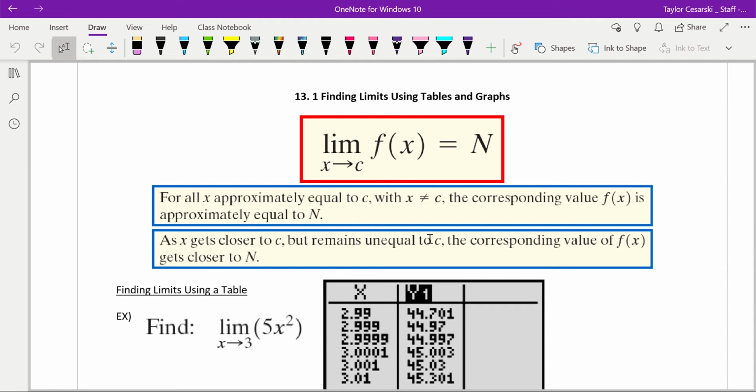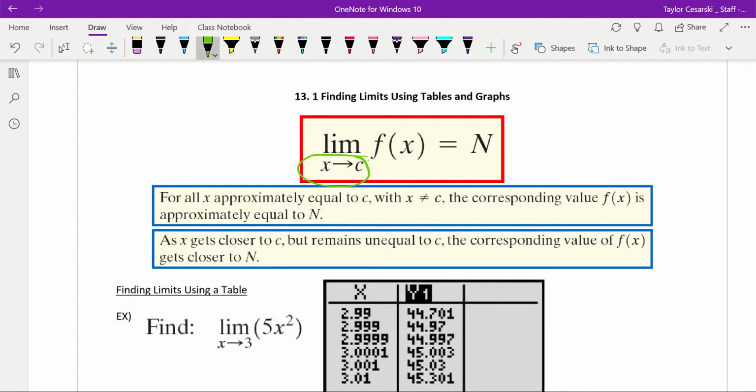So for all x approximately equal to c, and this little arrow means as x approaches c, with x not equal to c, the corresponding value of f of x is approximately equal to n. So that's what we mean by when x approaches c. So as x gets closer to c but remains unequal to c, the corresponding value gets closer to n.